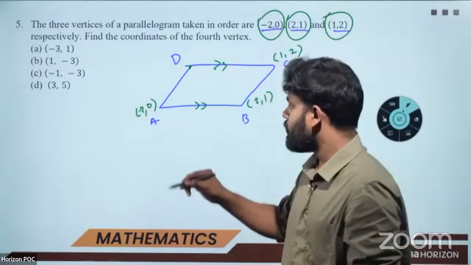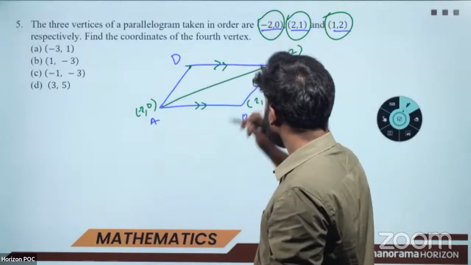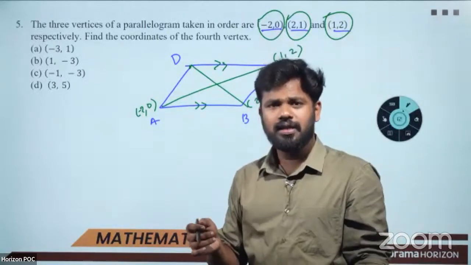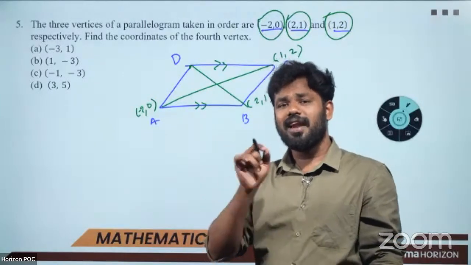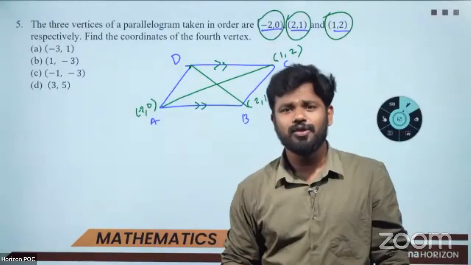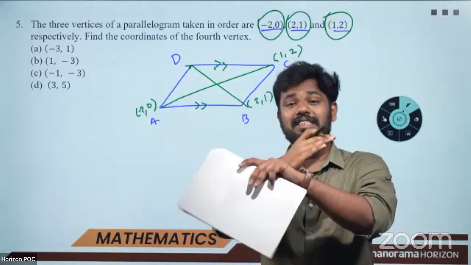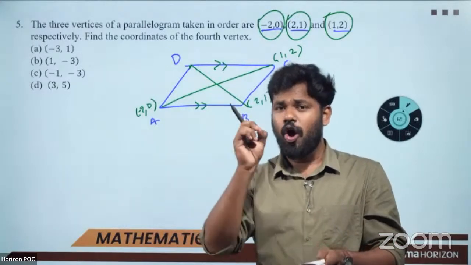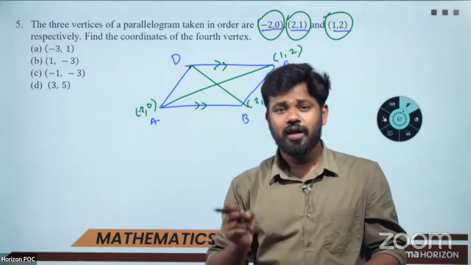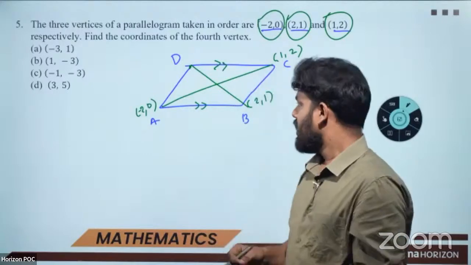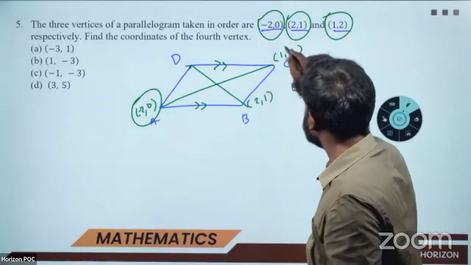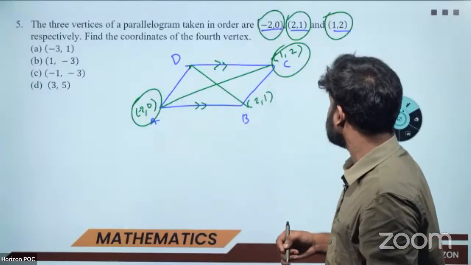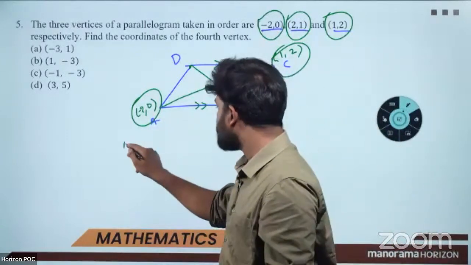Now, how to use the midpoint formula? When you have the diagonal AC and the other diagonal BD, in a parallelogram, as you have studied in class 8th and 9th, maybe in 7th also, the diagonals bisect each other. They bisect each other means they have a common midpoint. Since I have A and C, can I find the midpoint of AC? Yes, I can easily find it.